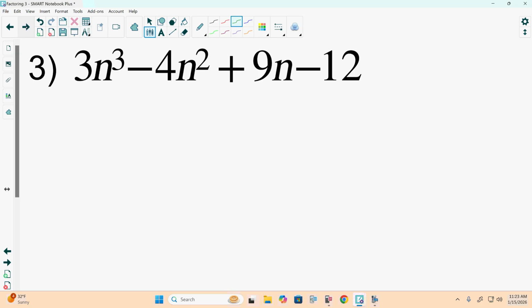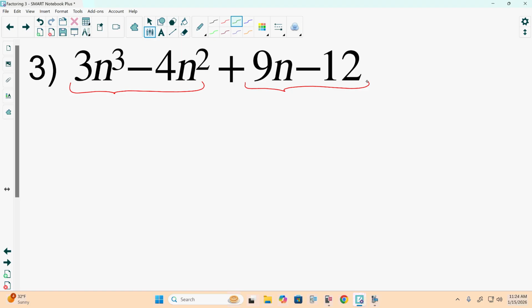Three n cubed minus 4n squared plus 9n minus 12. We're going to do this one. We'll have to finish this up tomorrow. We ran out of time. That's fine. But I want to look at this one here first. Now, with almost every one we're going to do, we can group the first two terms and the second set of two terms together.